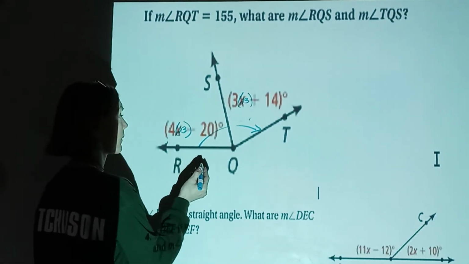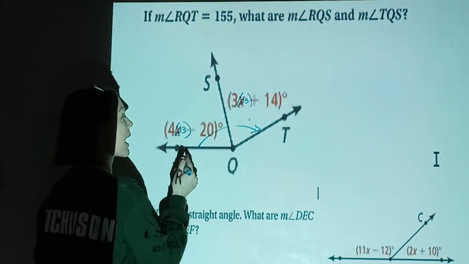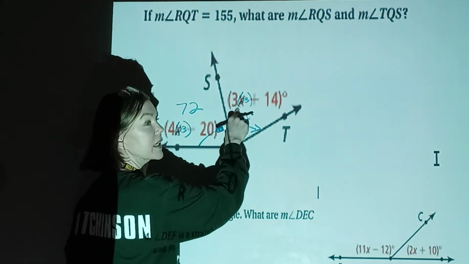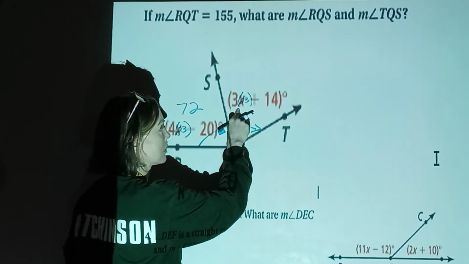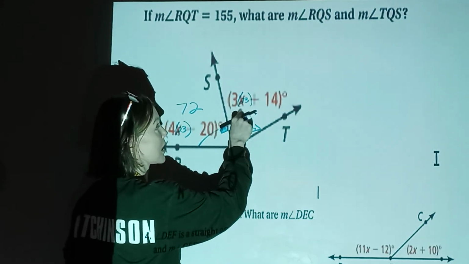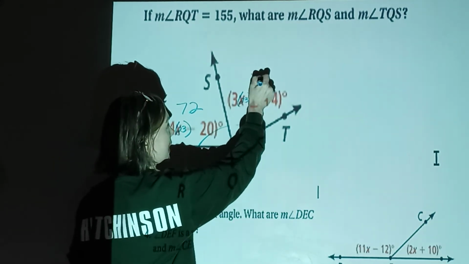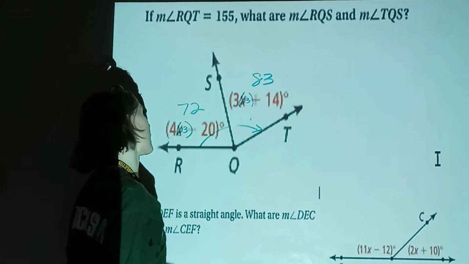4 times 23 is 92. 92 minus 20 is 72. Yeah, that's what I was trying to say. Now what's 3 times 23? 69. 69 plus 14 gives you 83. Now add those together. Is that 155? Yeah.